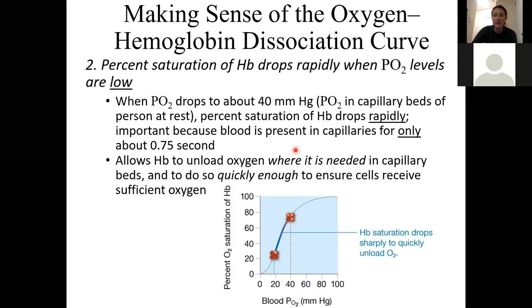Okay. And so also this allows hemoglobin to unload oxygen where it is needed only. So not in tissues that aren't really working very hard. Only the hungriest of the tissues actually get the oxygen unloaded from the hemoglobin. If the tissue is not very active, the hemoglobin holds onto that oxygen and it just makes another cycle around the body.